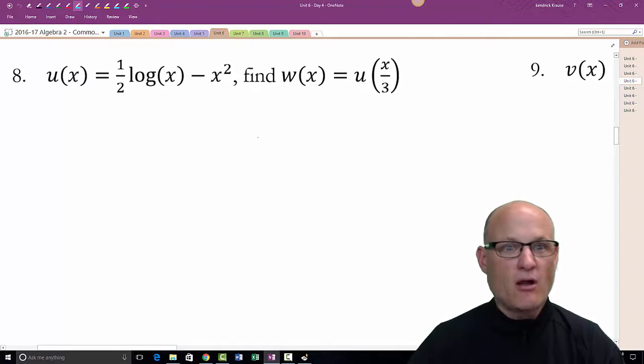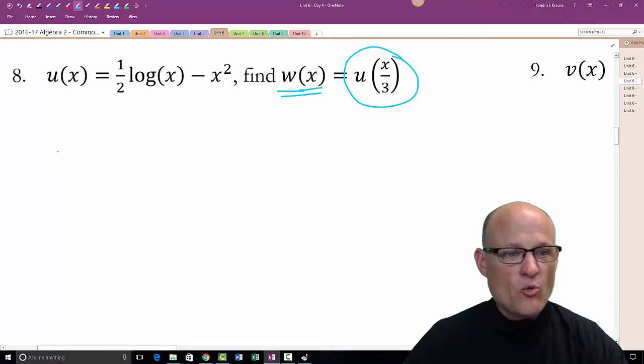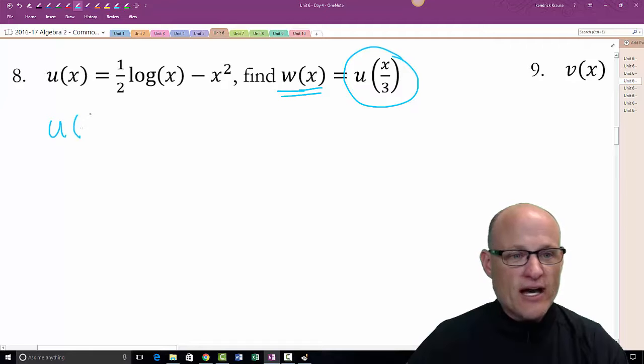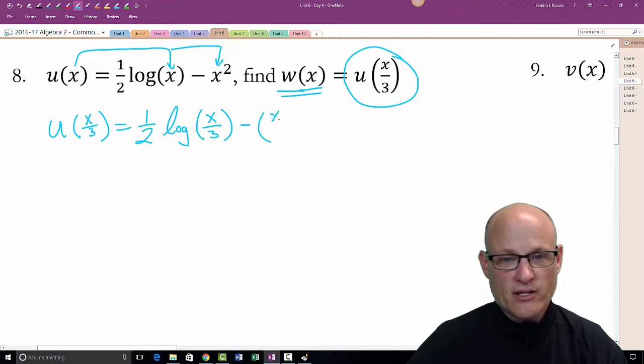All right, so this one looks, what's going on? Oh my God, there's so much going on right here. I don't understand. What is w of x? W of x is defined as u of x over 3. So we're going to figure out what u of x over 3 actually is. Everywhere we see an x, we're just going to plug in x over 3. So this is 1/2 the log of x over 3 minus x over 3 squared.